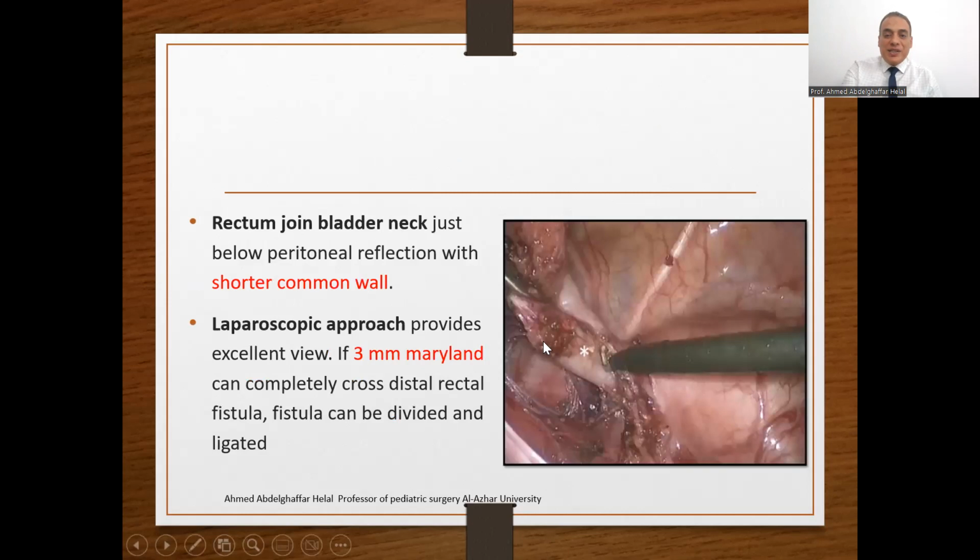As we see, this is a laparoscopic view. The rectum enters the bladder neck in a T-shaped manner. This is the longitudinal and this is the T-shaped. Usually there is no shared common wall.